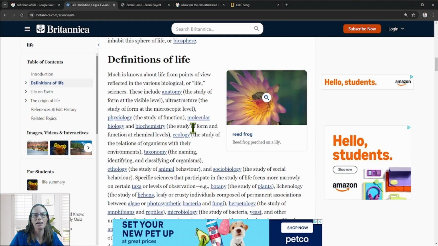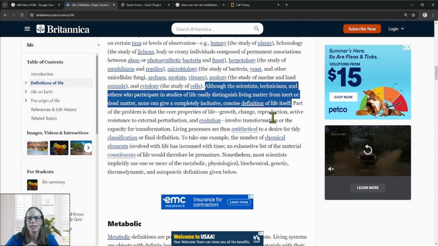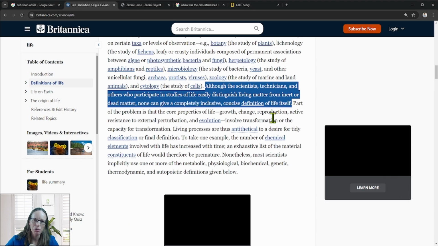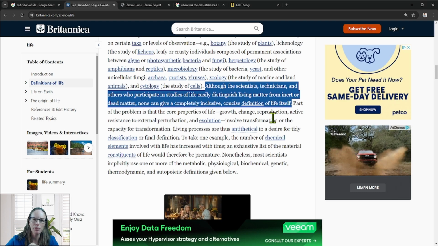There are many of them. This one talks about life from the points of view of various biological or life sciences. It's interesting we don't consider the points of view of the living organisms themselves. The main problem is this: people feel that it's easy to distinguish living matter from dead matter. And perhaps in most cases that's true, but there are a lot of definitional problems with that.